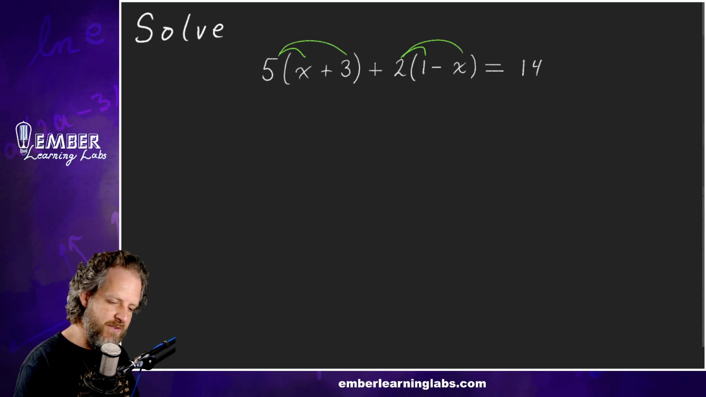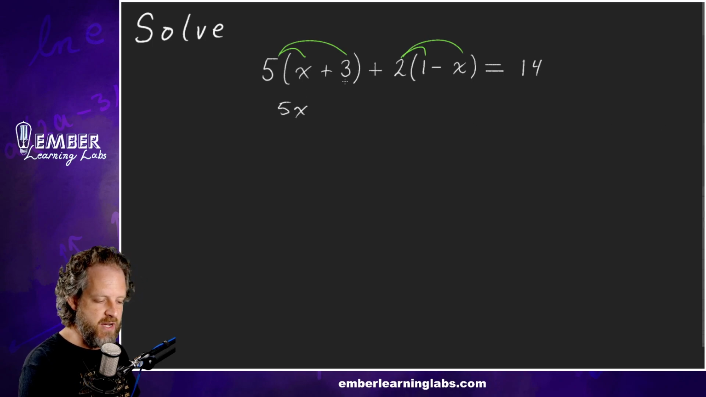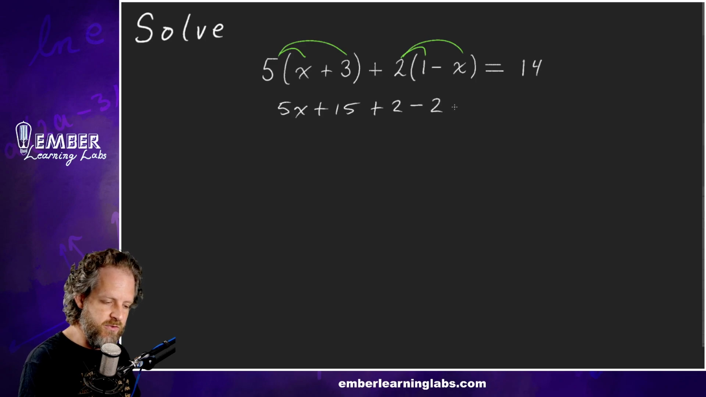So 5 times x is, of course, 5x. 5 times 3 is, of course, 15. And then 2 times 1 is 2. And then 2 times negative x is negative 2x. And then bring down our equals 14.